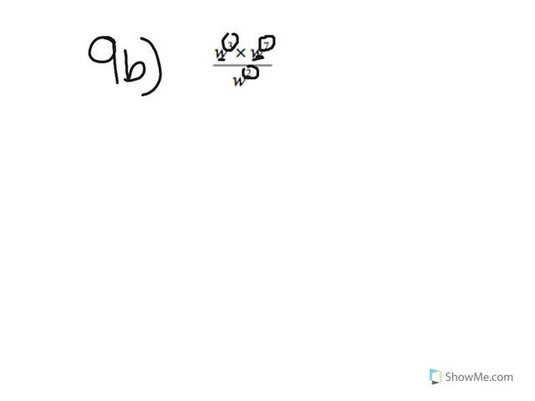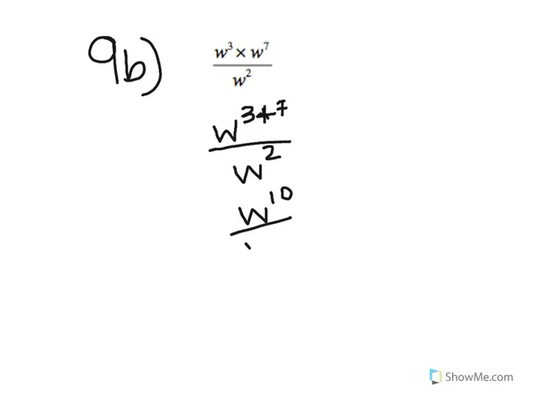Okay? So in this case, it's w to the power of 3 times w to the power of 7 divided by w to the power of 2. So it's just w to the power of 3 plus 7, since you're multiplying, divided by w to the power of 2. So we'll settle the top, it becomes w to the power of 10 divided by w to the power of 2. Now you're dividing, so all you have to do is subtract the powers, so it gets w to the power of 10 minus 2, which is 8. And so that's your answer.